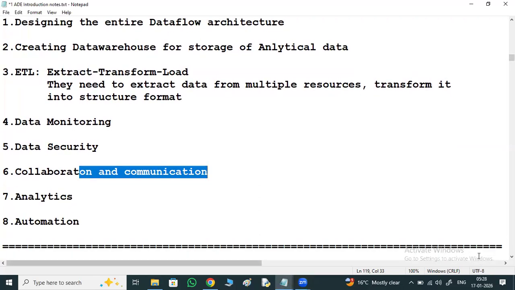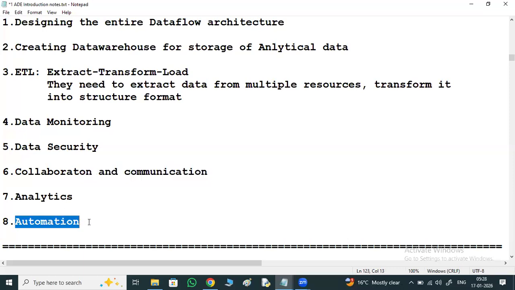Analytics. Data engineers need to have some kind of analytics to perform this analysis. And also certain things have to be automated, such as the data extraction process.